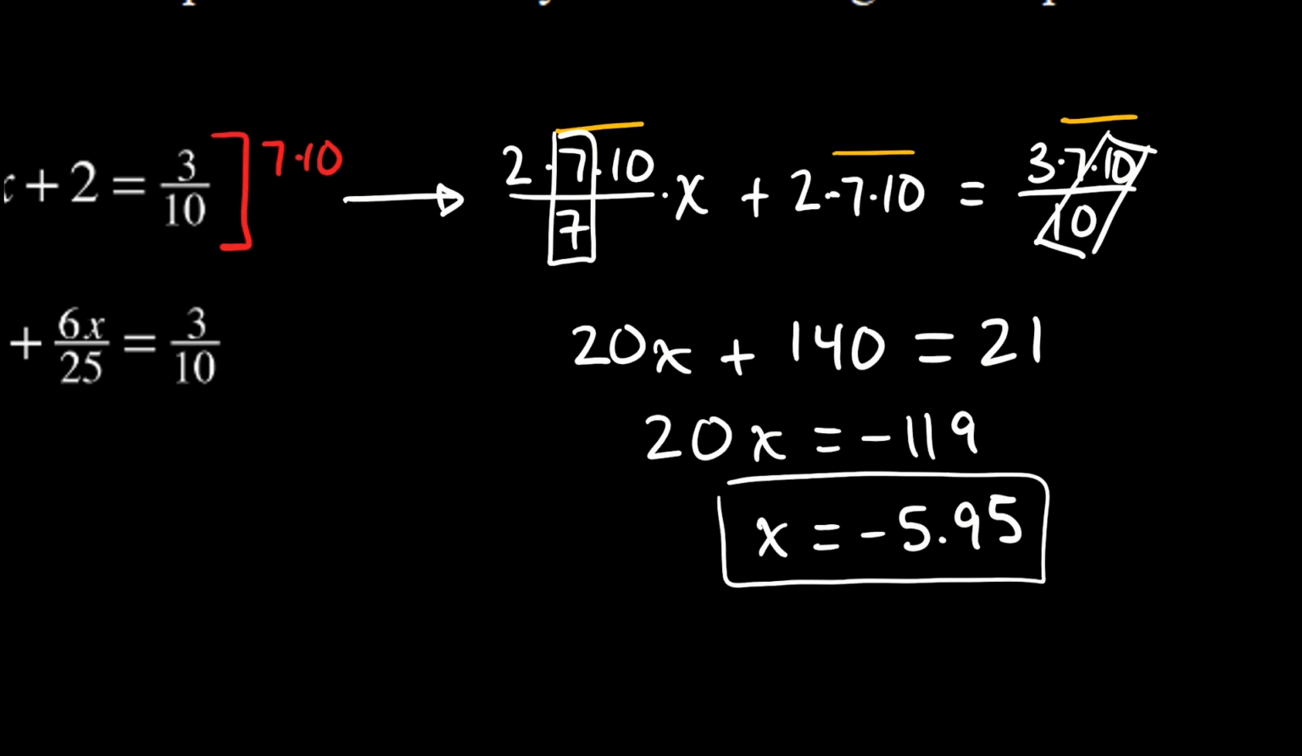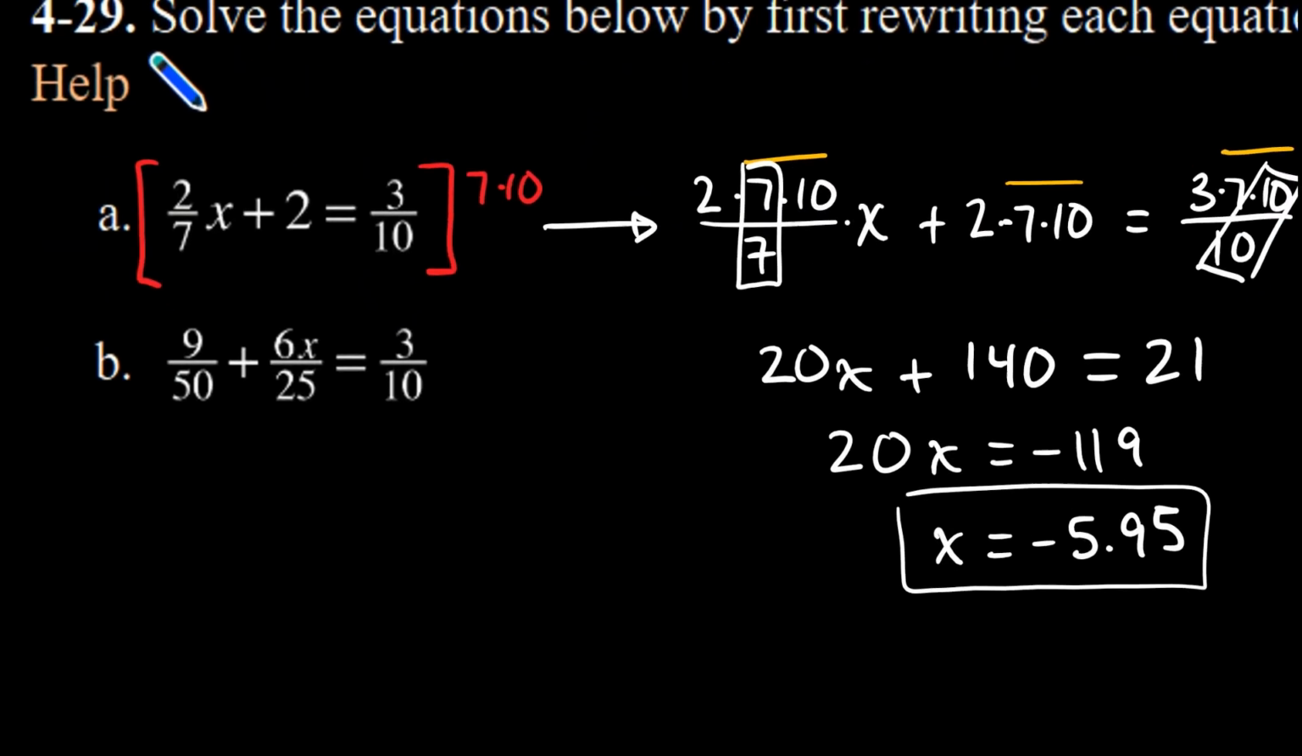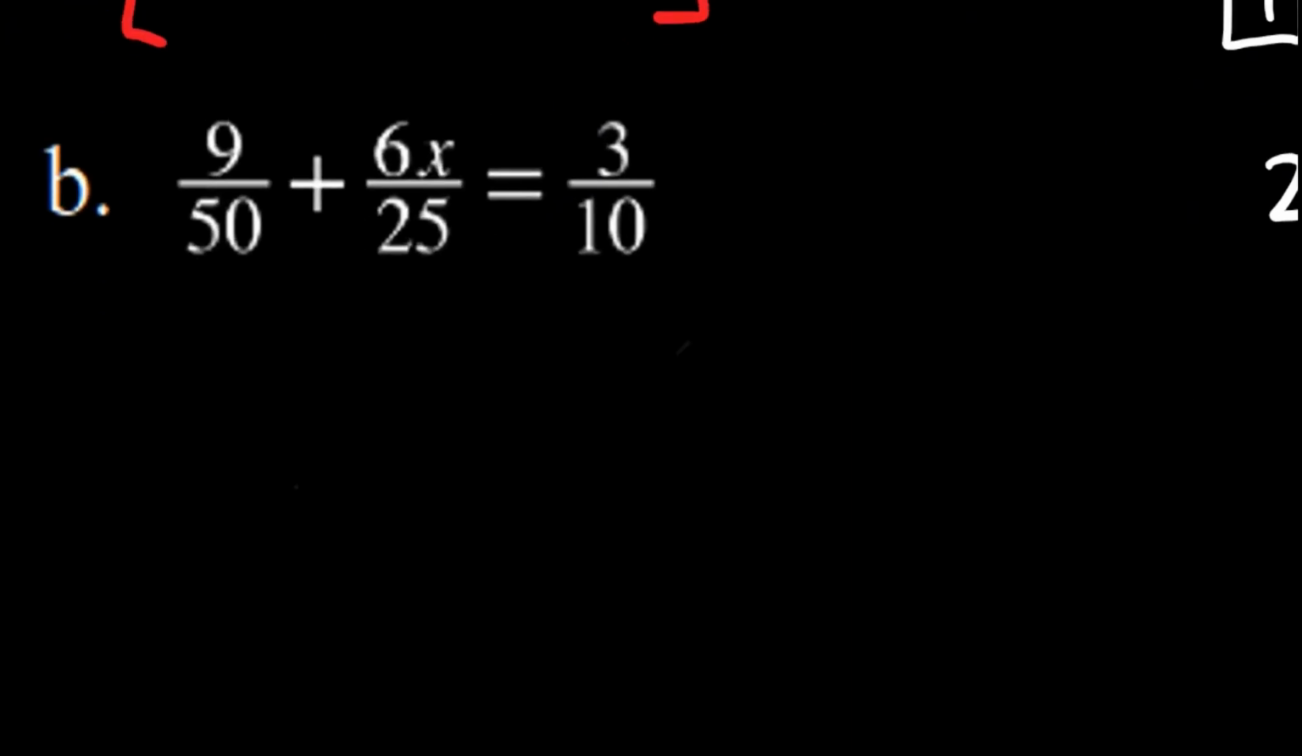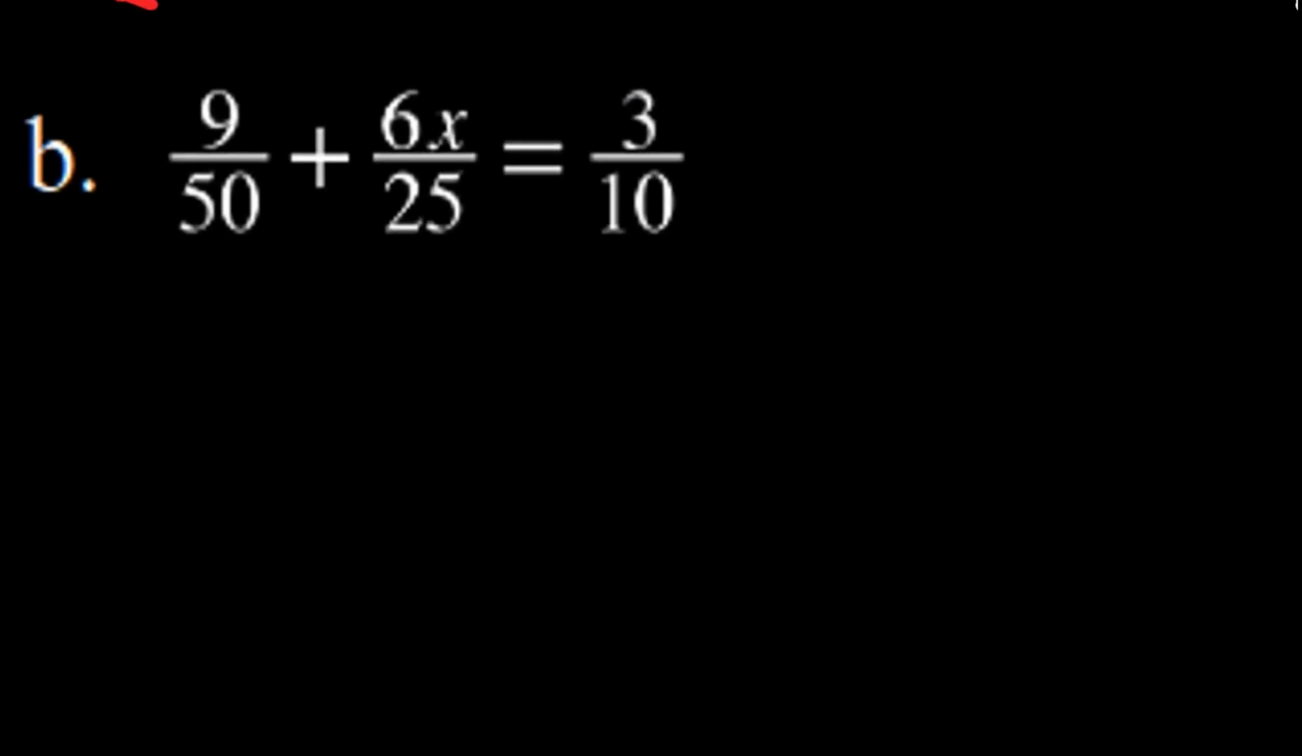Now, checking that would be an appropriate thing to do, and it's not bad because all I have to do is multiply the 2/7 times that number and add 2 to it and just verify that it is the same as 3/10. I think I'm going to do that on a calculator here. I'm going to go times 2 divided by 7 equals, and then I'm going to go plus the number 2, and I get exactly 3/10. That's fabulous. Okay, next and final problem.